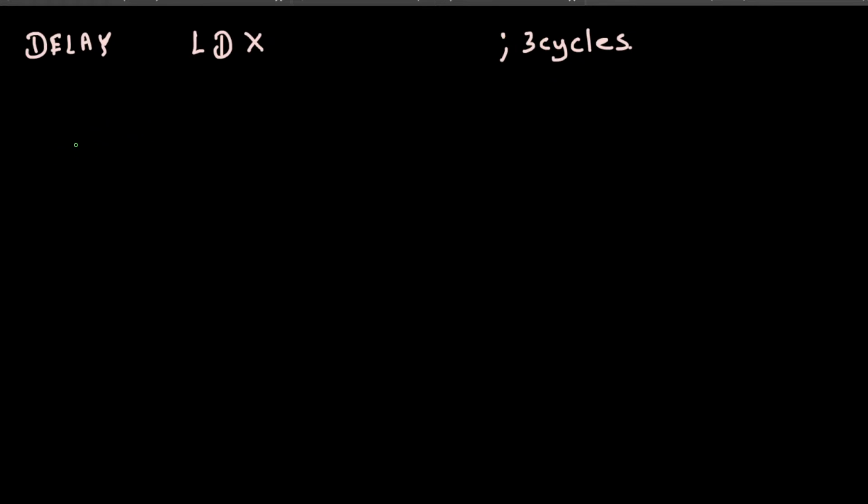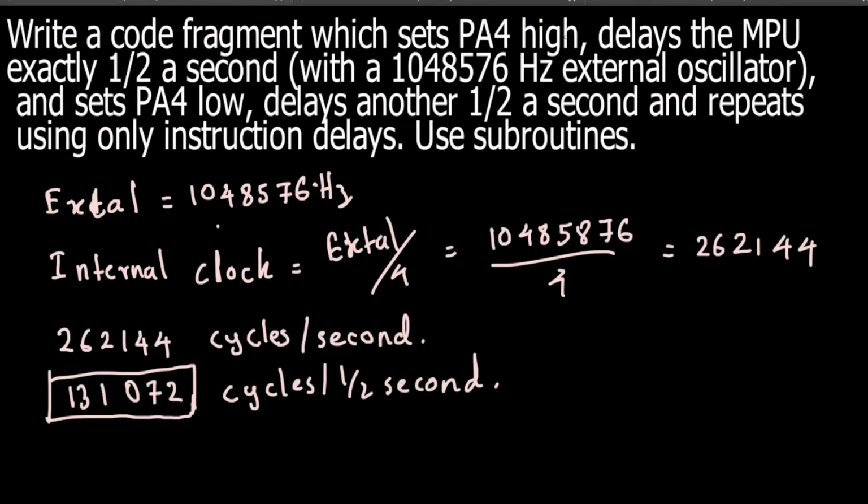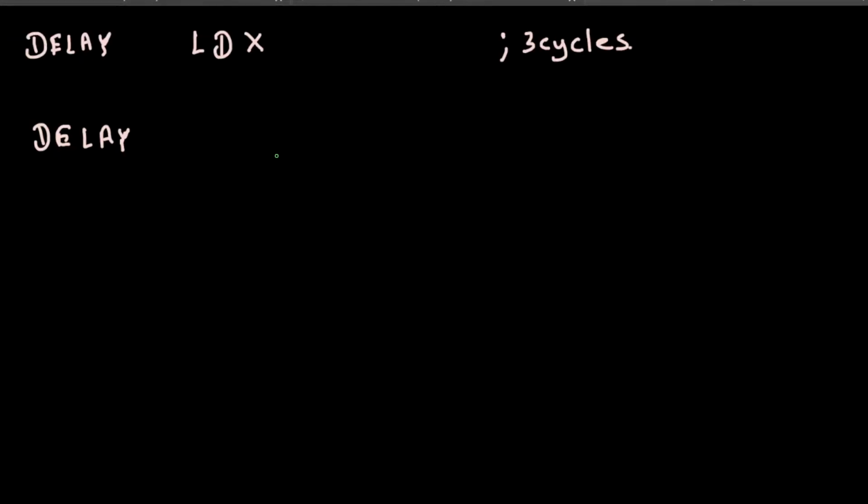Then I'm creating another name called delay loop. Here we are going to run a loop to achieve this many cycles. To achieve this cycle, we are going to use DEX, that is decrement X, and that takes 3 cycles.